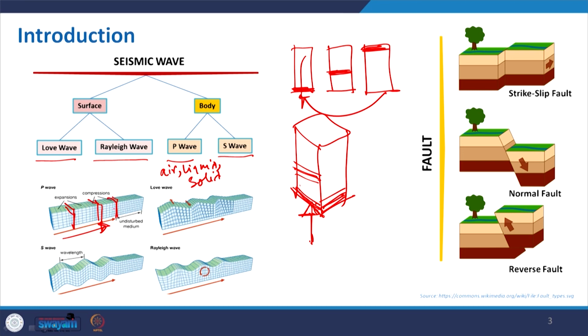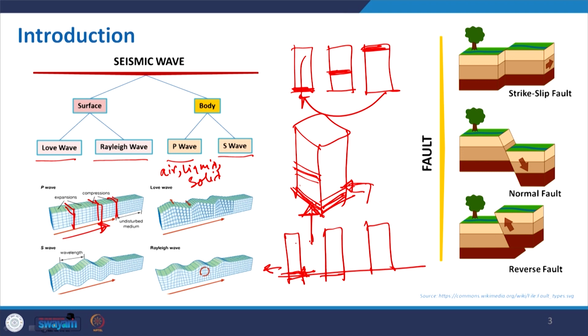Now, coming to the S wave, instead of hammering it from the bottom, if you try to hammer it from the side, what will happen? Let us try to understand this. When the load is applied from the side, the bottom portion will try to move in this direction, while the upper portion will try to stay static, and then it will try to adjust. So, the upper portion will move.